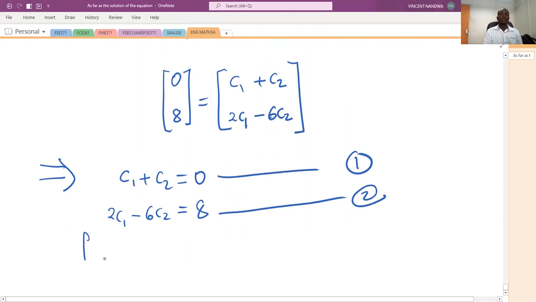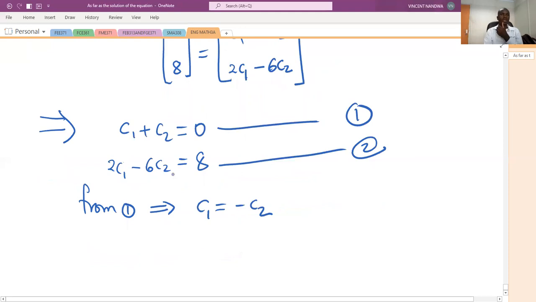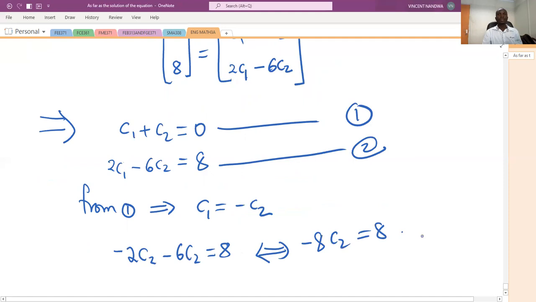From 1, it implies that C1 is minus C2. Using this substitution in equation 2, where we put minus C2 for C1, we have minus 2C2 minus 6C2 equals 8. This is the same as saying minus 8C2 equals 8, which implies C2 is minus 1. And then C1 is positive 1.